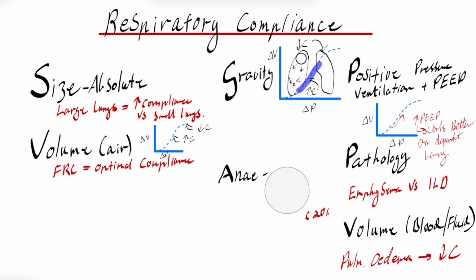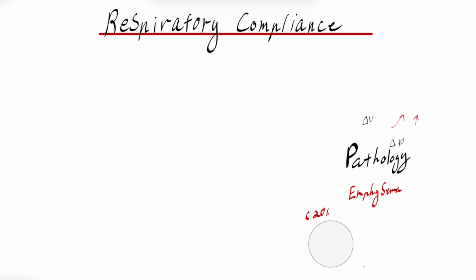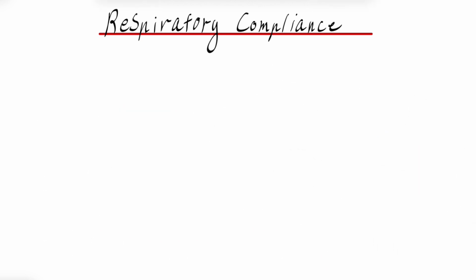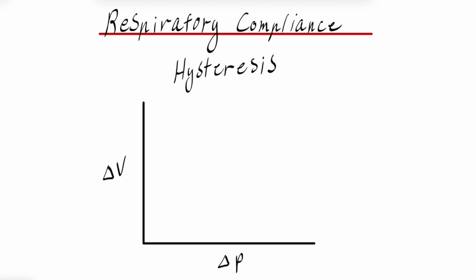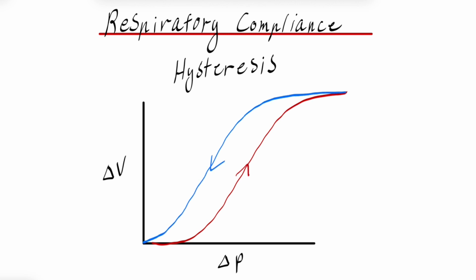So another important concept for us to talk about before we move on to the different types of compliance is hysteresis. If you inflate the lungs and then deflate them, the pressure volume curves are different, which you can see here on our graphs. During deflation, the lungs contain more volume at the same pressure.